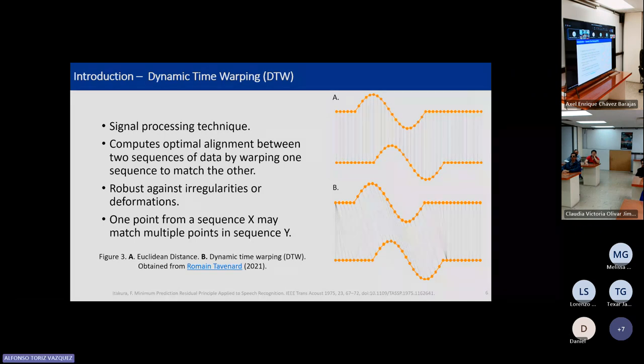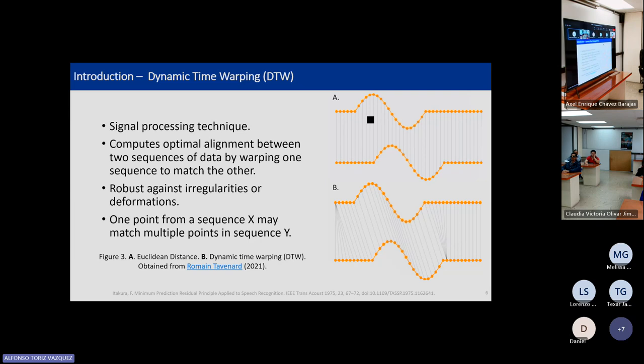DTW's robustness sets it apart. It can handle irregularities, deformations, and variations between data sequences. The image on the right side is a comparison. The first image, number 8, is the Euclidean distance between two sequences. Let's name the first one sequence X and the second one sequence Y.